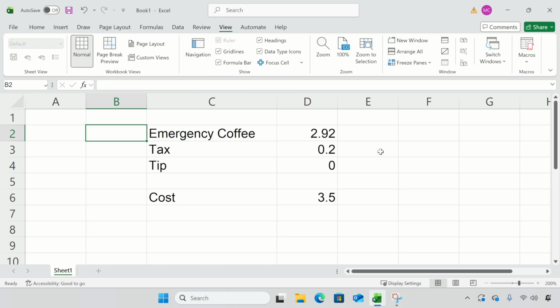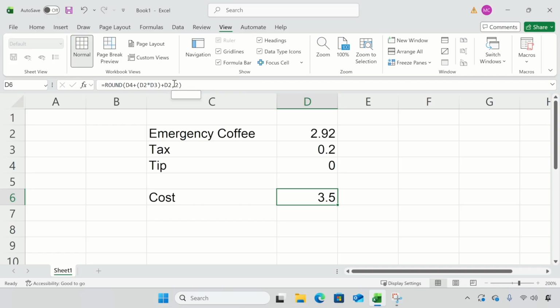This sheet tracks the price of our morning survival juice, £2.92. We add 20% tax and a tip, which depends entirely on the emotional stability of the barista. All of this rolls into cost, the total amount we're spending to remain operational.